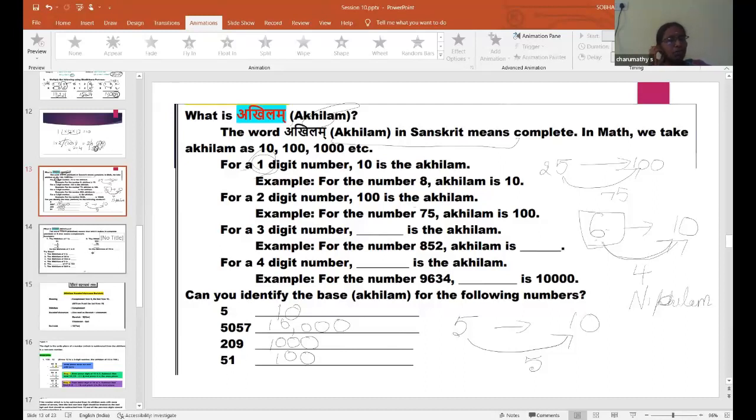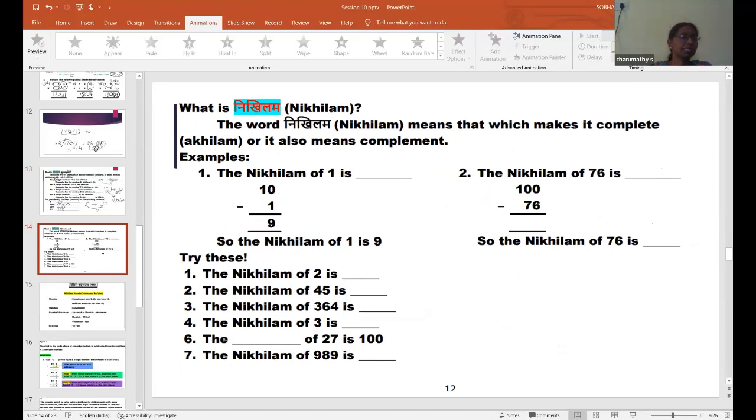So now I think all of you are aware of what Aquilam and Nikilam are. I think you would have got a broader idea of how to go about Aquilam and Nikilam. Aquilam is nothing but the base, that which is complete. So here we are keeping the base as 10, 10 power 1, 10 power 2, 10 power 3, and it goes on. So for a 1-digit number, it is 10. For a 2-digit number, it is 100. For a 3-digit number, it is 1,000, and it goes on like that till however many digits we want, we can keep the base.